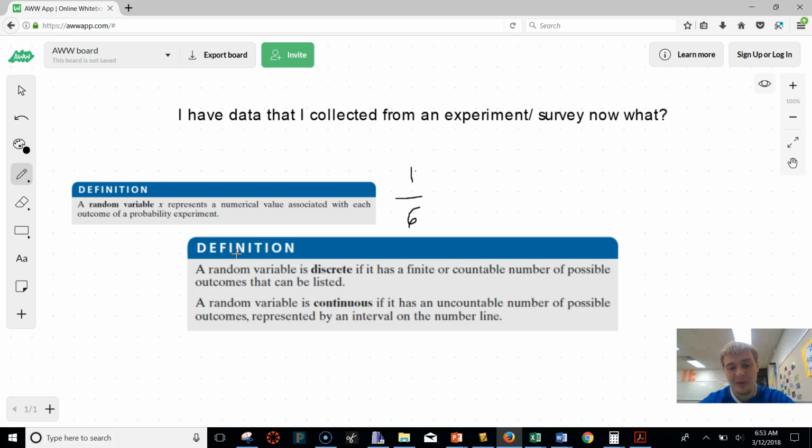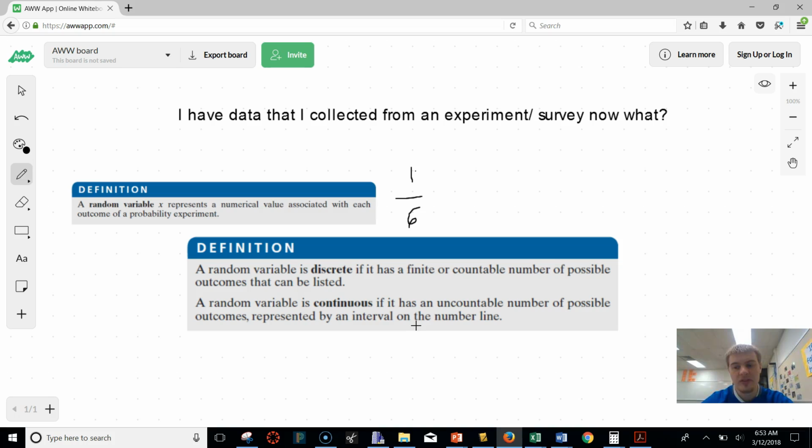The next definitions I want to look at is what kind of random variables you can get. One is called a discrete. That means there's a finite or countable number of possible outcomes. So an example of that is the rolling dice. Like you can only get a 1, a 2, a 3, a 4, a 5, or a 6. Continuous is an uncountable, or there's an unlimited number of possibilities, and normally this is a measured data set.